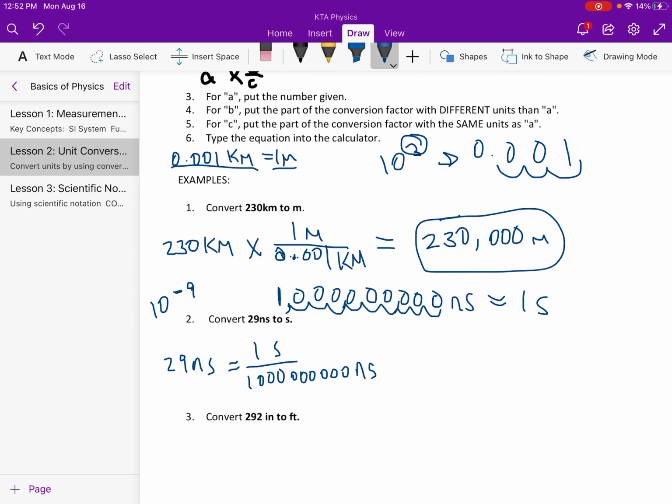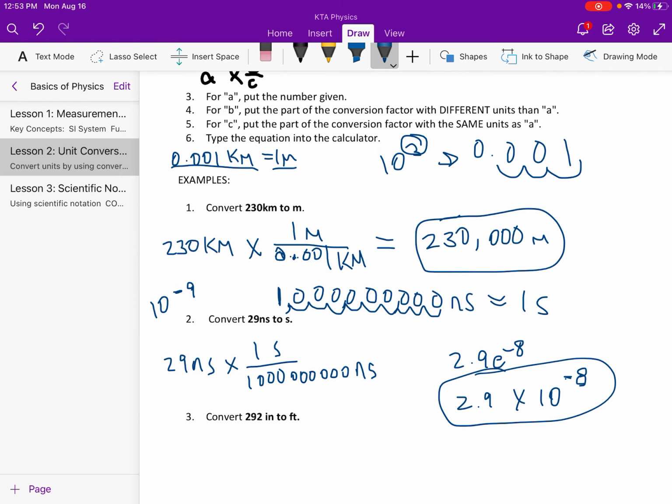Now solve. Oh, sorry, that's not supposed to be equals. So 29 times 1 divided by 1 billion. That gives us our answer of 2.9 e to the negative 8th. And that just means this, which as scientific notation, that means that it's such a small number that we can't even write it.